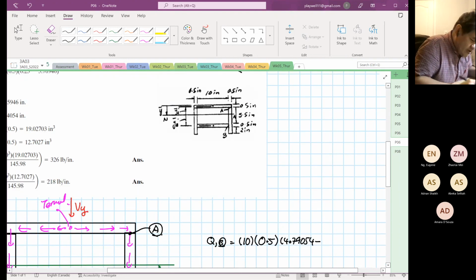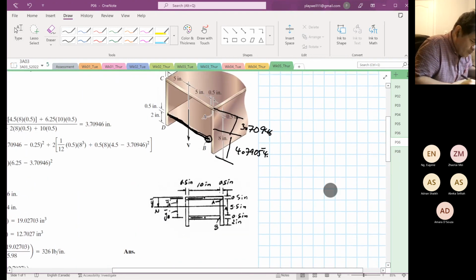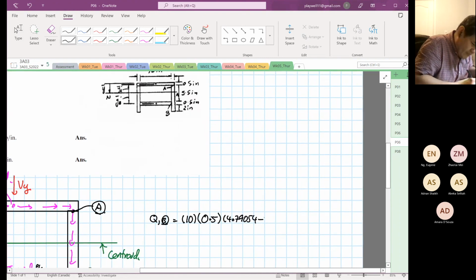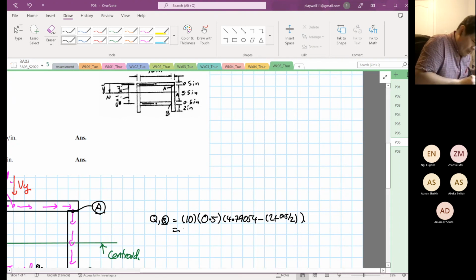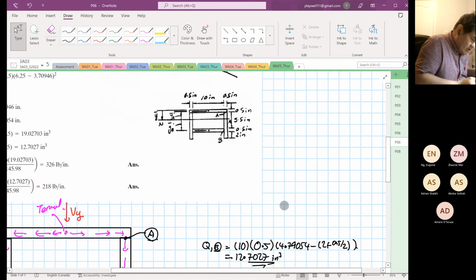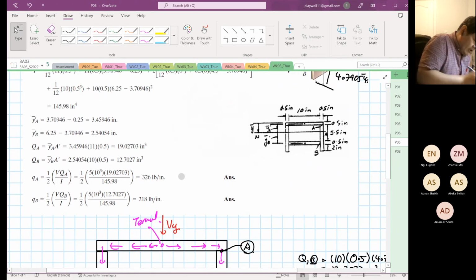So once I know that, it is 4.79054 minus (2 plus 0.5 divided by 2). So this will be equal to 4.79054 minus 2.25, times 0.5, times 10, is equal to 12.7027 inches cubed. Okay, so this is our point B, and it's exactly the same.